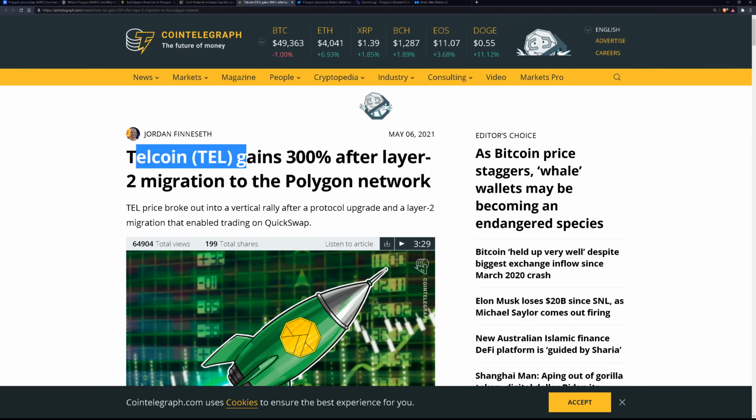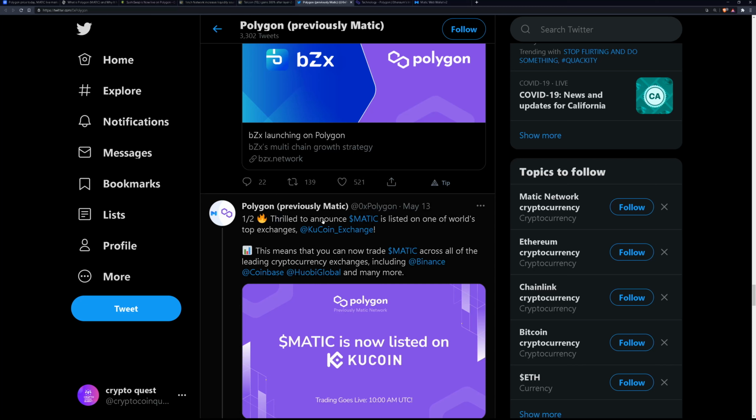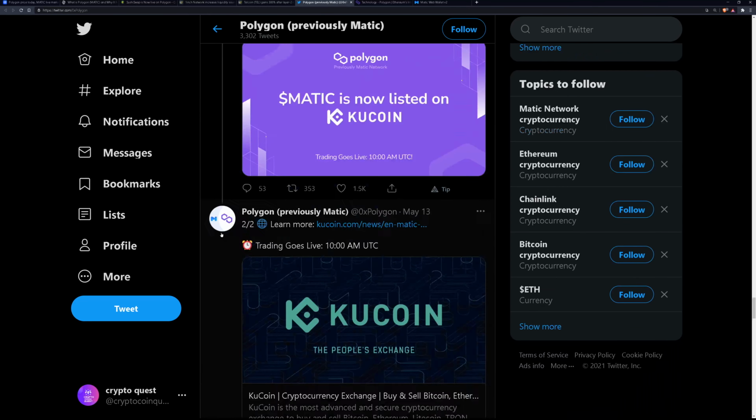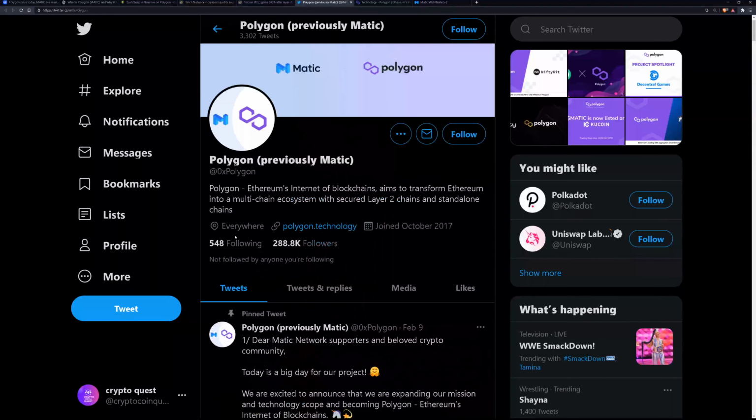Telcoin, this is a coin that I reviewed earlier last week. Telcoin upgraded the protocol to layer 2 migration via the Polygon network, which allowed trading on QuickSwap. They saw massive gains as a result of that. Looking at their Twitter, they just launched on KuCoin on May 13th. Thrilled to announce MATIC is listed on one of the world's top exchanges, KuCoin Exchange. They're very, very active, posting multiple posts every day on their Twitter.